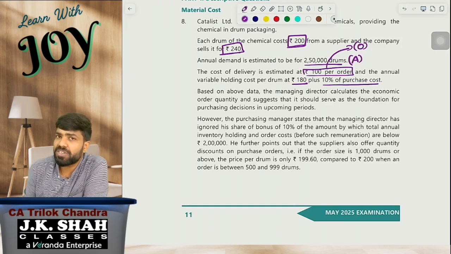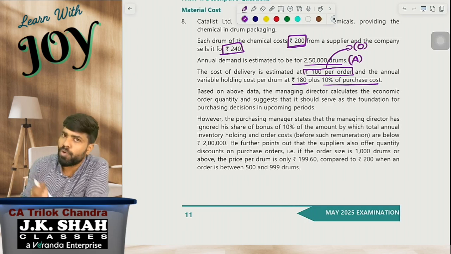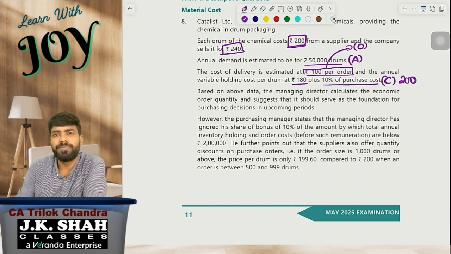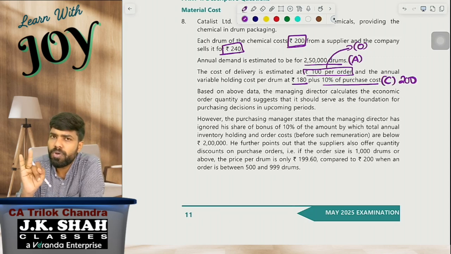So 180 plus 10% of purchase cost. How much is the purchase cost in our question? 200 rupees. So 200 rupees into 10% is 20 rupees. So 20 plus 180 is 200 rupees. So holding cost, nothing but C, is 200 rupees. We know A, we know O, we know C.